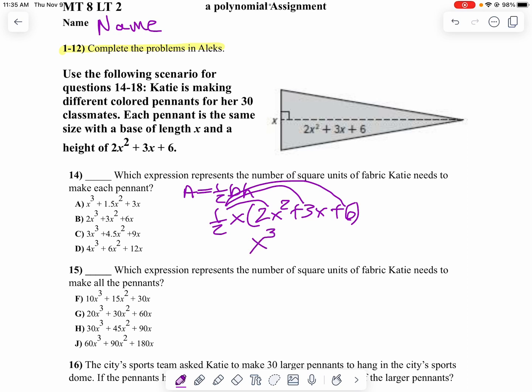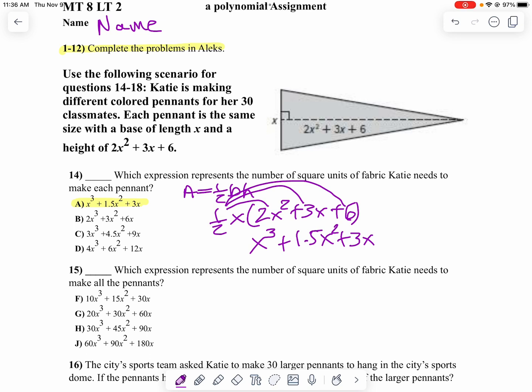And notice I probably could stop right there because my answer is going to be A because it's the only one that has x cubed in it. But let's finish this up anyway. And then half of 3 would be 1.5. And that x times x is x squared. Half of 6 would be 3x. And notice that corresponds to letter A.